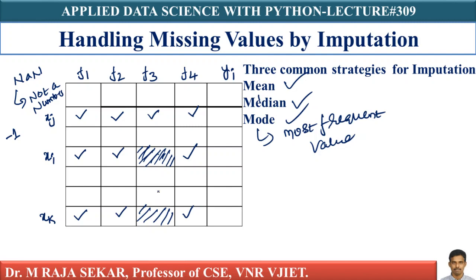So the strategy is as follows. Take all the non-missing values. That's important here. Non-missing values means you should not consider these missing ones, isn't it? Take all the non-missing values for that feature f3. Compute the mean. You get some mean value. You should put that mean value in the place of the missing portion.